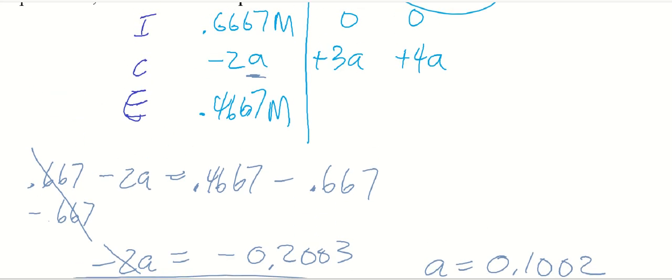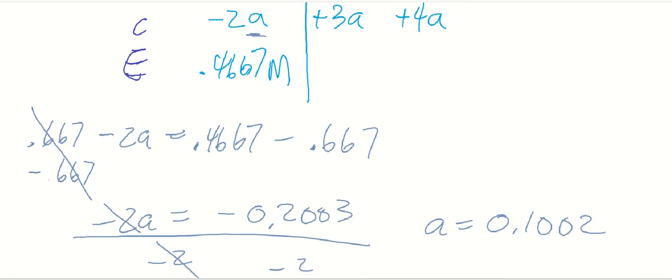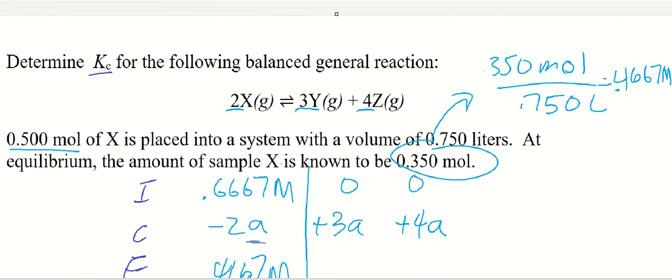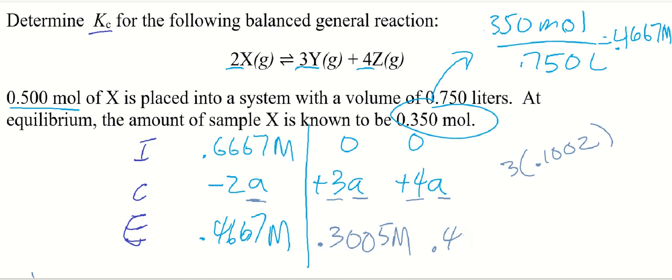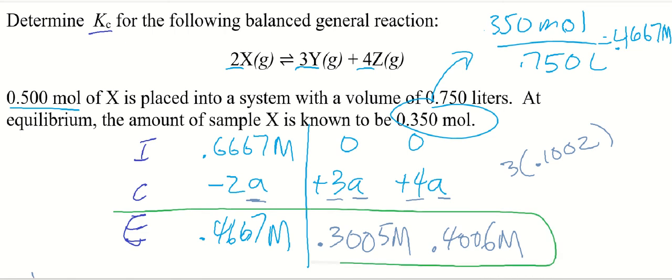So let's plug that in here. 0.1002. So we're going to get this number right there. That's 3 times 0.1002, because that's 3 times a, 0.3005. Then 4 times a, 0.4006. I'm using my stored answers. We got all of this stuff. That's the whole point of that.